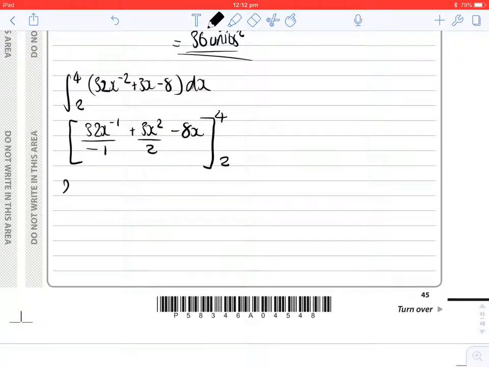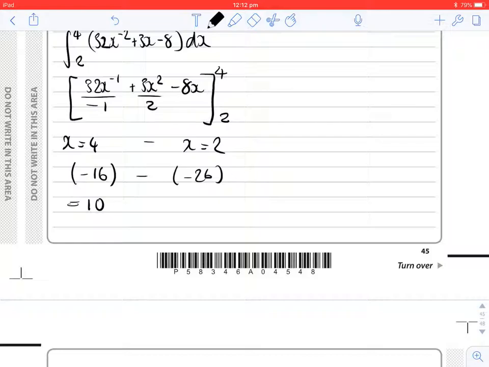Now we sub x equals 4 into this, and we end up getting negative 16. And we subtract subbing x equals 2 into this, where we get negative 26. Minus 16 minus minus 26 is equal to 10. And therefore we've got 36 add 10 is equal to 46 units squared as our solution.